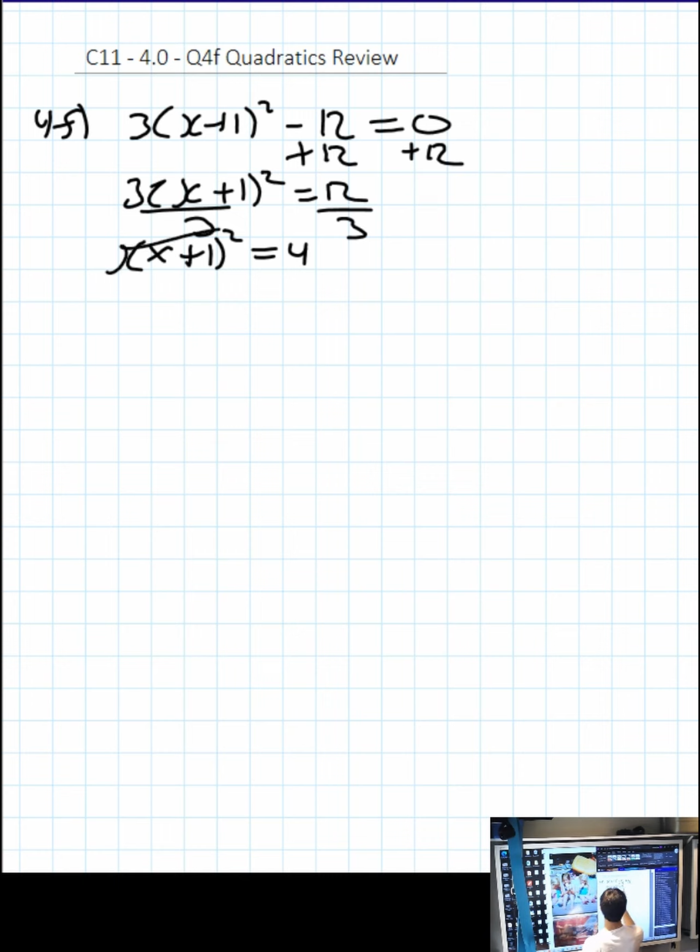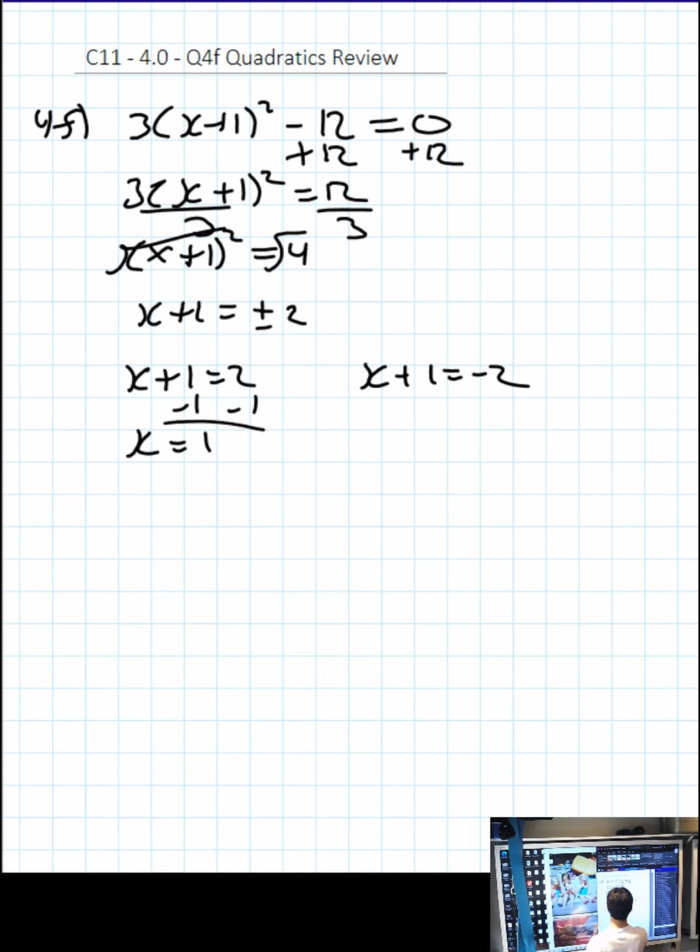Square root both sides. X plus 1 equals plus minus root 2. Sorry, plus minus 2. Let's set two equations side by side. X plus 1 equals positive 2, and x plus 1 equals negative 2. Let's minus 1 from both sides, and x equals 1. Circle our answer. And x equals negative 3, minusing 1 from both sides. Good. So sometimes we get root answers, sometimes we get nice integer answers. All right.